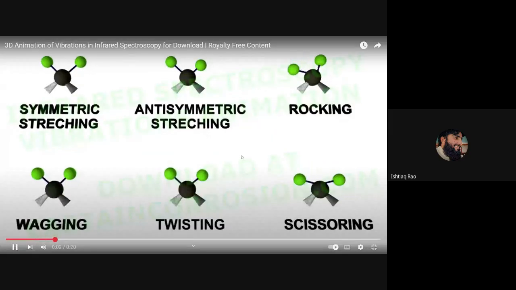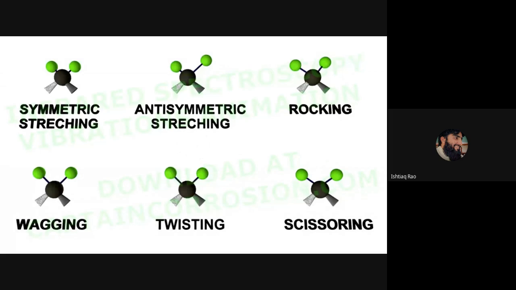Look at this. In this way, the bonds are going to behave. In this way, the bonds are going to vibrate: symmetric stretching, anti-symmetric stretching, rocking, wagging, twisting, scissoring. So of course they are going to absorb different radiations. That's the reason they absorb a range of radiation.